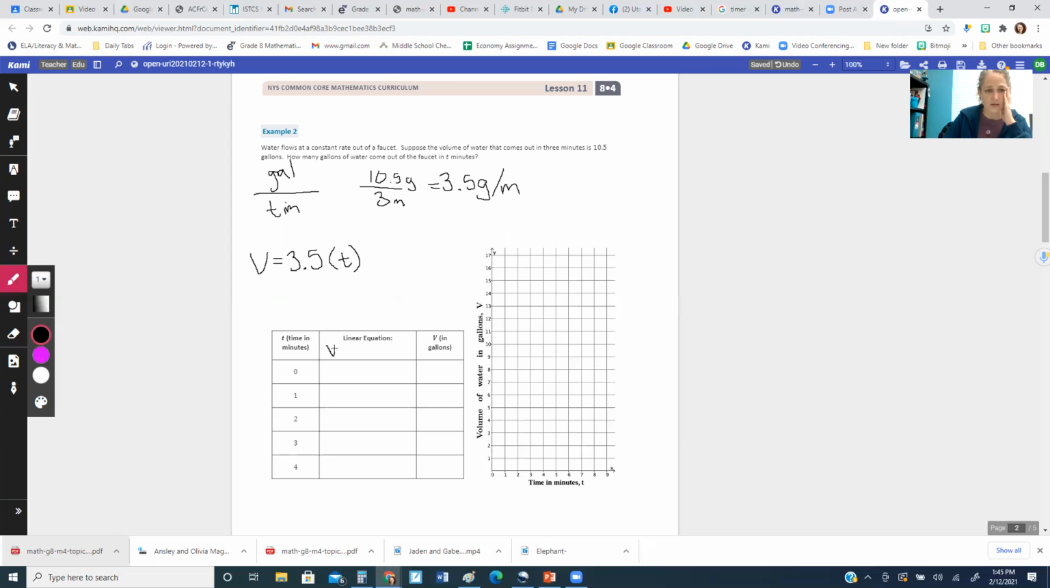So I'm going to write it right here so I remember. Volume equals 3.5 times T. So at T equals 0, filling up a bucket, right? I'm feeding my cows with this super faucet that I'm a little bit jealous of.